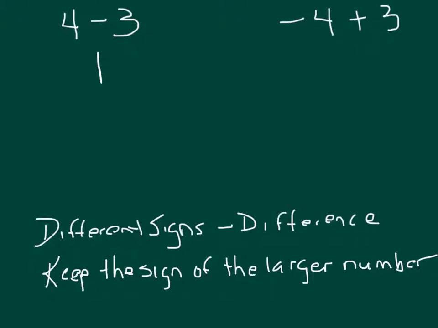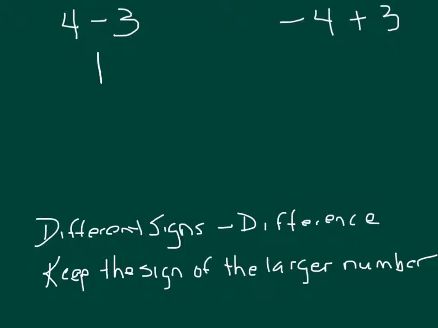Is the 4 larger or is the 3 larger? Forget about the signs because we're doing absolute value. Remember, absolute value is the value of a number without the sign. So the absolute value of 4 is 4 and the absolute value of negative 3 is just 3. So which one of those is bigger? Correct, the 4 is bigger. And what is the sign of the 4? The sign of the 4 is a positive, so the answer is going to be positive. So we have a positive 1.